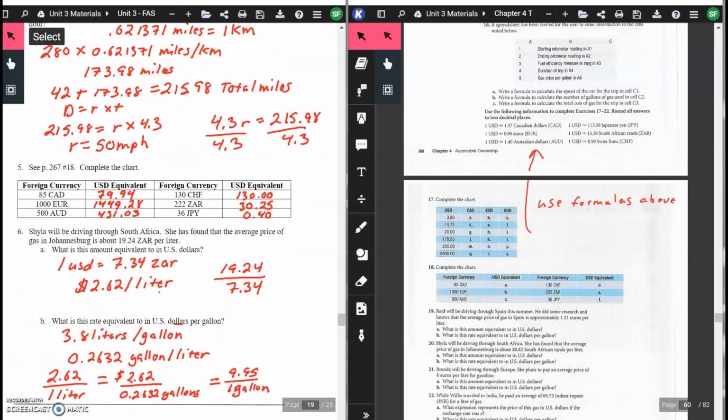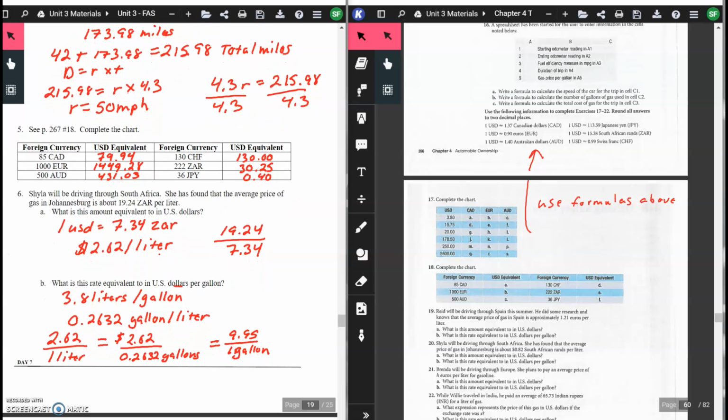And number 5 says complete the chart on page 267, which is off to the right-hand side. Okay, you have to use the conversion rate where my arrow points right above that on page 266. It gives you a bunch of formulas to do your conversions. So your foreign currency, 85 CAD, Canadian dollars, gives you a U.S. dollar equivalent of 79.94.